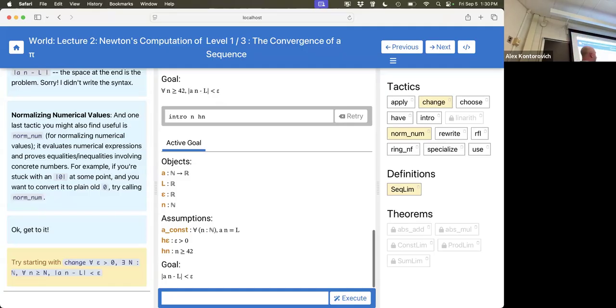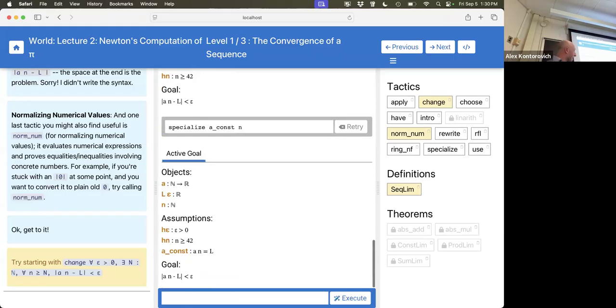Yes, let me break it into 2 steps. You're absolutely right that you could do this now in 1 step. I want to know that a n is equal to L. I know that for all n, but I want to know it not just for all n, but for this n. So that's called specialize. So let's specialize a const to n. Okay, and now we have a n minus L. Okay, and now we have that a of n is equal to L.